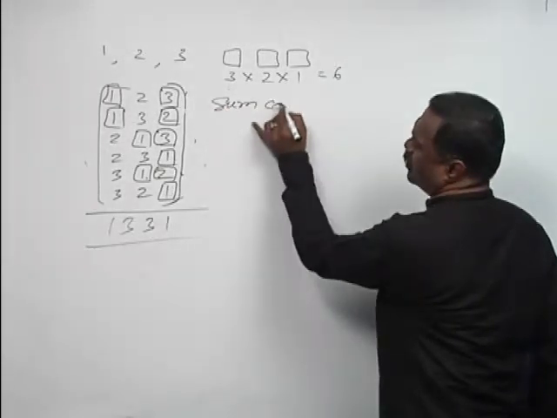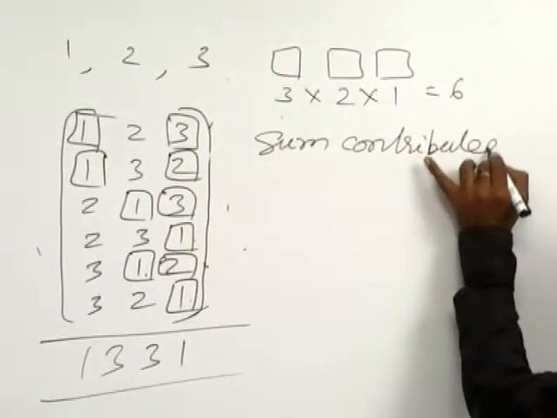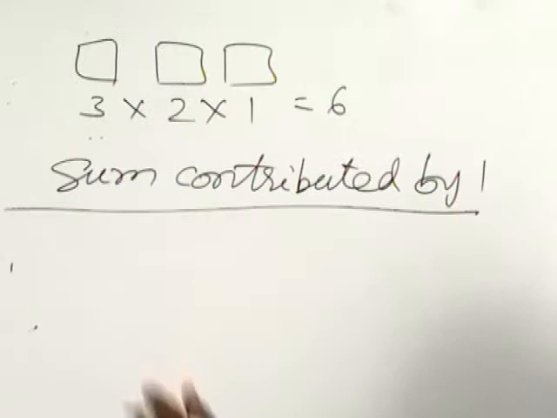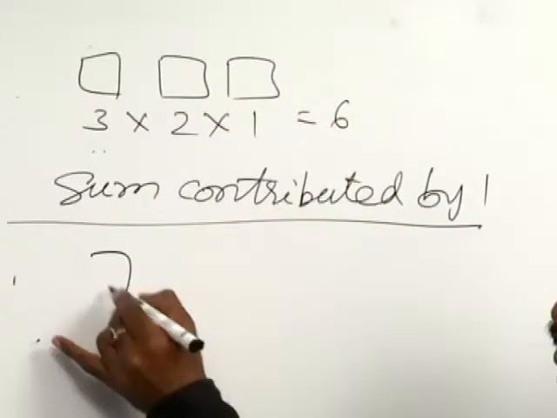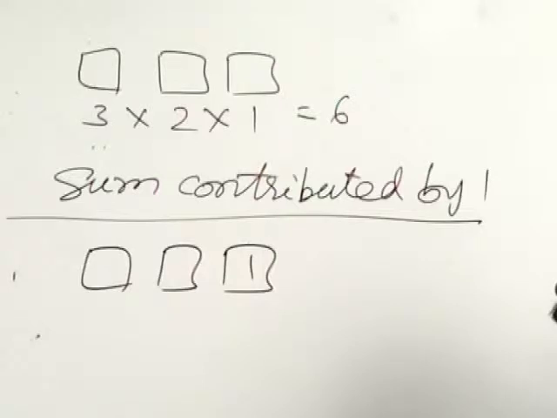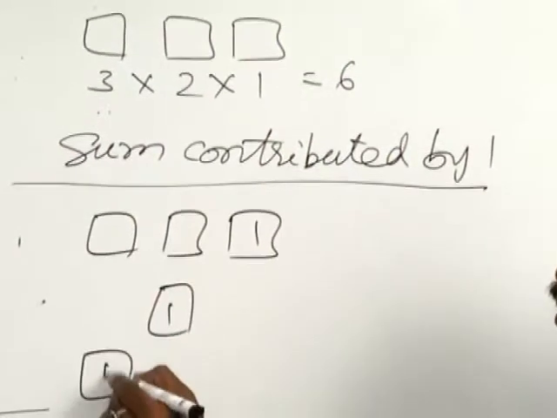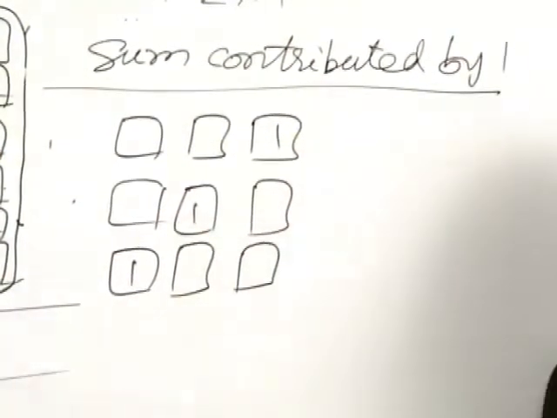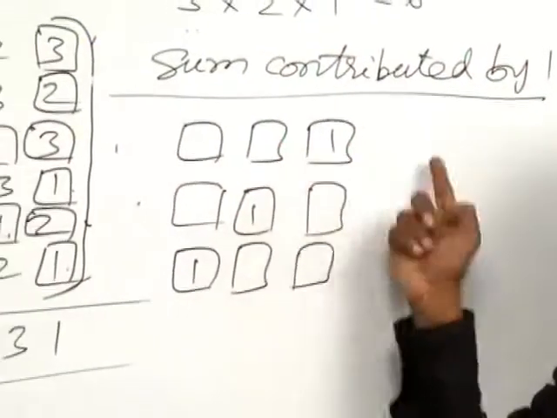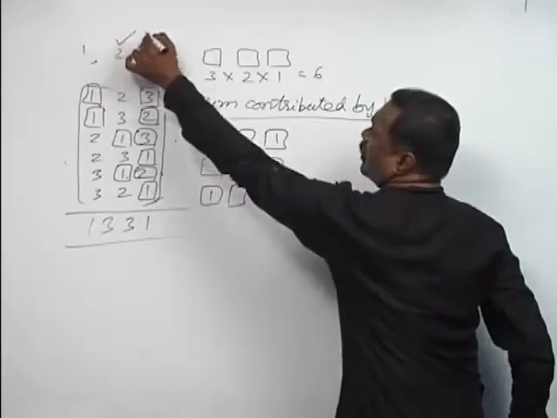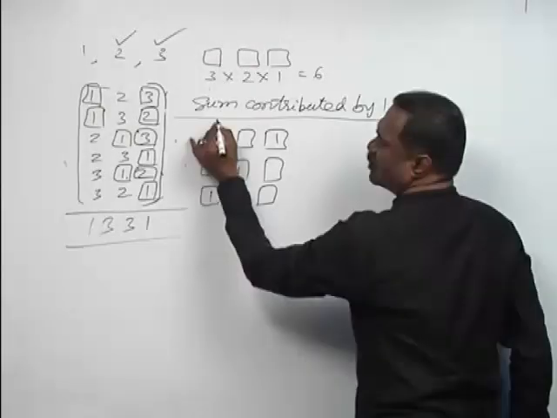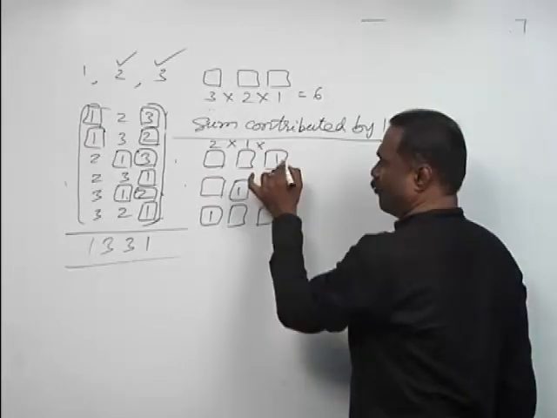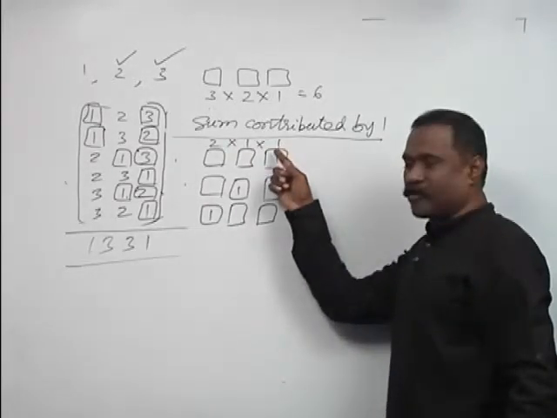Sum contributed by 1. Because it is a 3-digit number, I will place 1 in 1's place, 1 in 10's place and 1 in 100's place. Now, I need the number of numbers that contain 1 in 1's place. So, how many digits are remaining here? 2 digits are remaining. So, these 2 digits can be filled in 2 different ways. Here it can be filled in 1 different way. So, it is 2 into 1, and 1 is 1 only. That is, 2 numbers will contain 1 in 1's place.